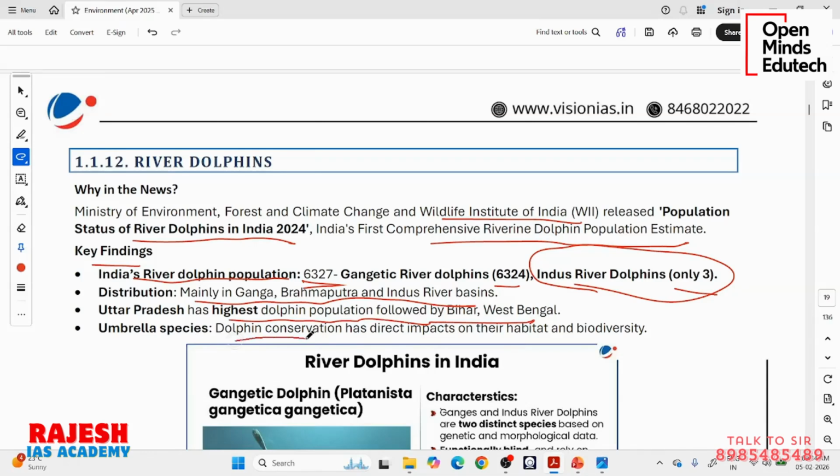Umbrella species: dolphin conservation has direct impacts on their habitat and biodiversity. Because it is the apex predator, it keeps other populations in control. So this is about the river dolphins.